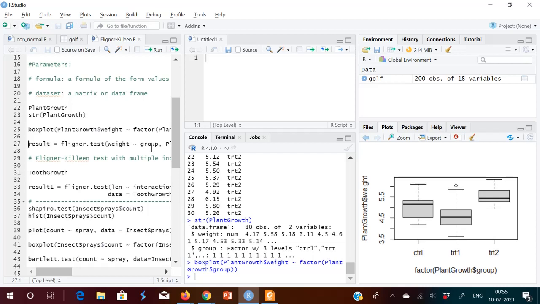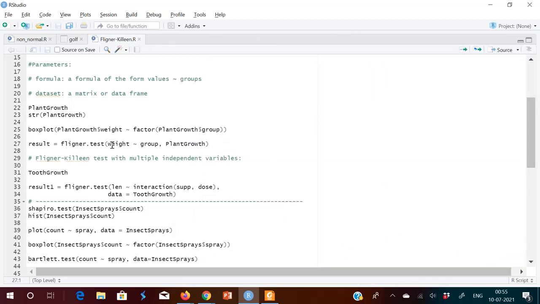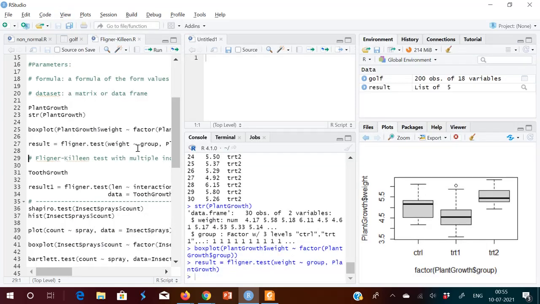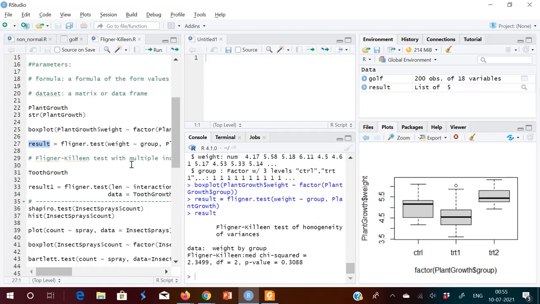The command is, as I told you, Fligner.test of weight versus group, and the data set is PlantGrowth. Let us see what is there in the result. Here it gives you 0.3, which is much greater than alpha. So there's not much difference in the variance, the same thing we could deduce from the box plot.